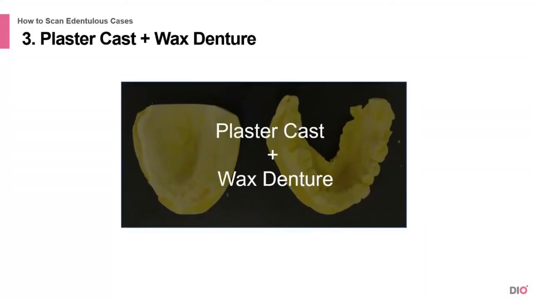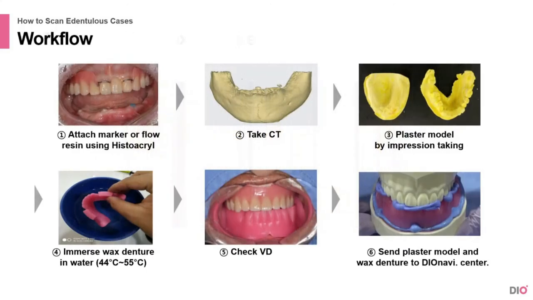Next, I will explain how to scan the edentulous case when the dental clinic has plaster model and wax denture. First of all, attach marker or fluorescein in the oral cavity using histoacryl. Then, scan with the CT. And third, produce the plaster model by taking impression. Please be careful so that resin or marker doesn't fall off while taking impression.